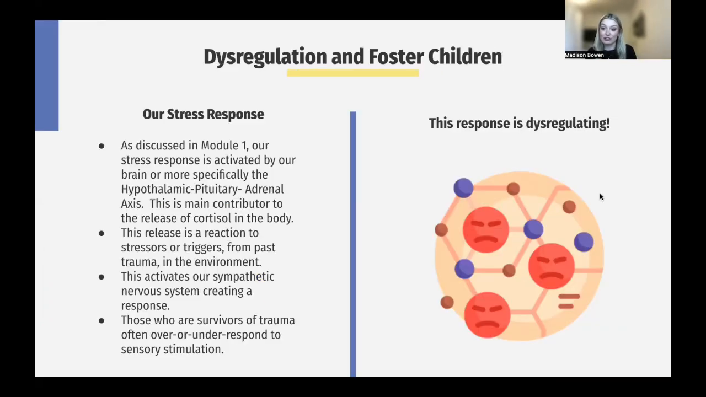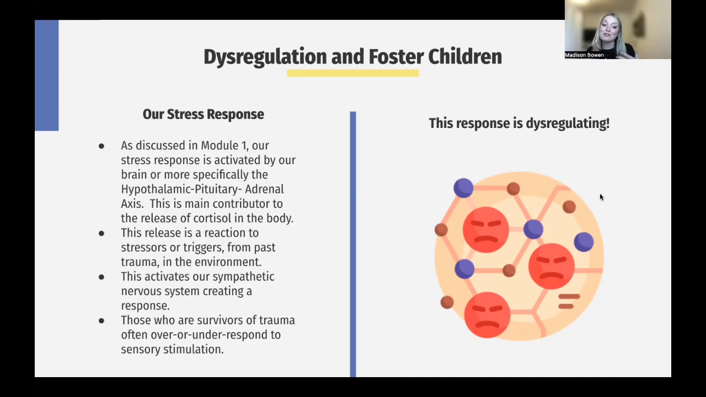Our brain is the control center of our bodies. As discussed in Module 1, we have a stress reaction that is activated by the brain, or more specifically, the hypothalamic pituitary adrenal axis. This is the catalyst for the release of cortisol in our bodies, which is a stress hormone. This is a reaction to the stressors and triggers in our environment from past trauma. This activates our sympathetic nervous system, creating a response.